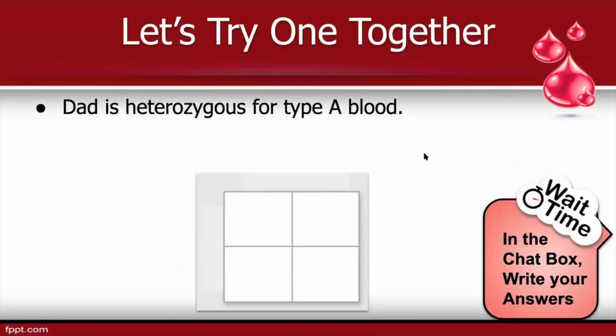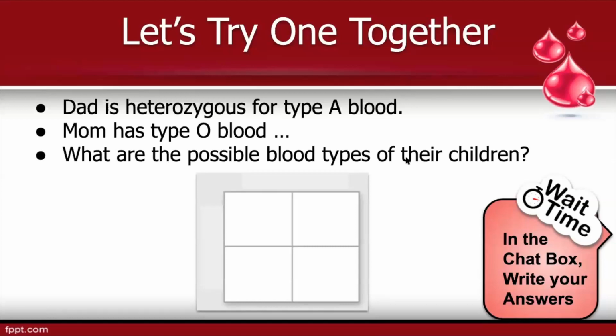So we're going to do a Punnett square just to make sure you're good to go with the Punnett squaring. Dad is heterozygous for type A, so what genotype does that mean he has? Mom has type O blood, so what genotype does that mean she has? What are the possible blood types of their children? On your mark, get set, go.